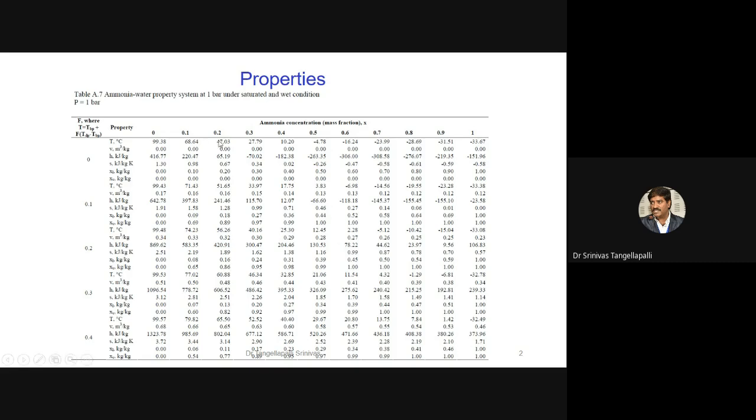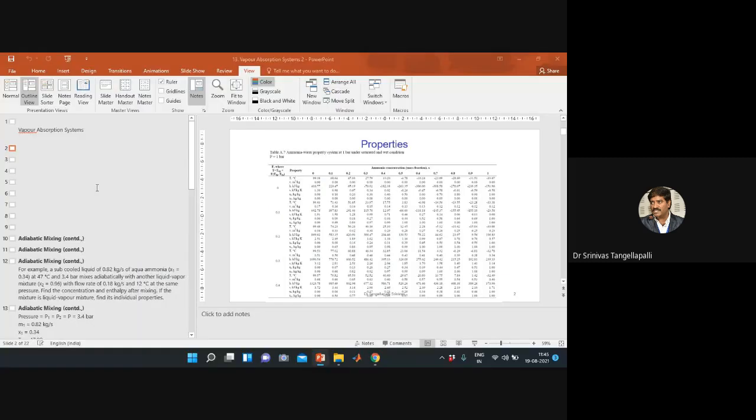And the ammonia concentration, the mass fraction x, is changing from 0 to 1. This first column indicates that x is equal to 0, which is completely H2O, and the last column, x equal to 1, indicates that it's complete NH3. And another detail you can see is the dryness fraction. Okay, 1 minute, I will enlarge. Let me open another file.